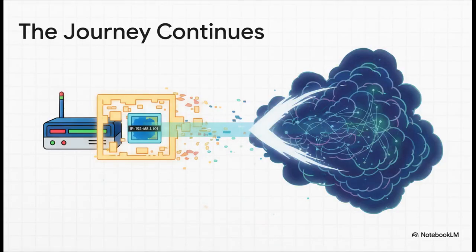Now the frame has arrived at the router. The router does something interesting. It unwraps the frame to get to the packet inside. It reads that destination IP address, that global long-distance address, and says, okay, I know where this is going. Then it sends our packet on its way out to the vast internet, where it will be passed from router to router until it reaches its final destination.